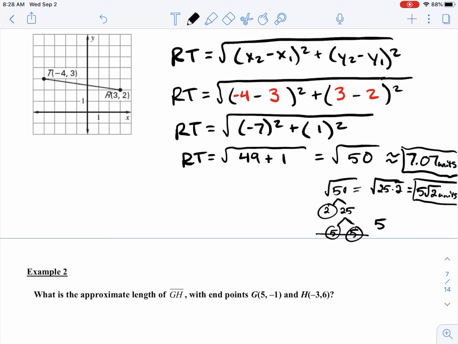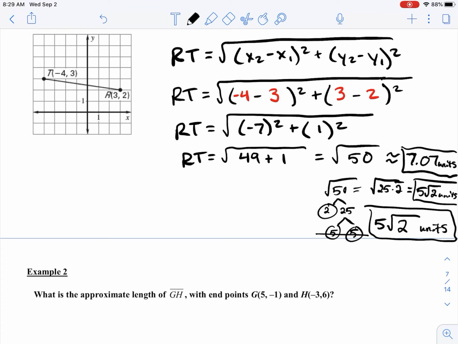They're friends. Friends go outside and play, so they will go outside this radical. 2 has no friends at all. It's like Mr. Keeney in high school. It's got to stay inside. It has no friends. So that is another way you can get the answer for simplified radical form.